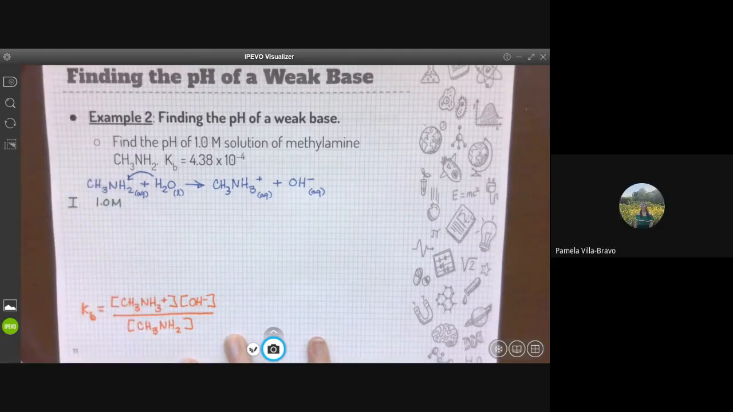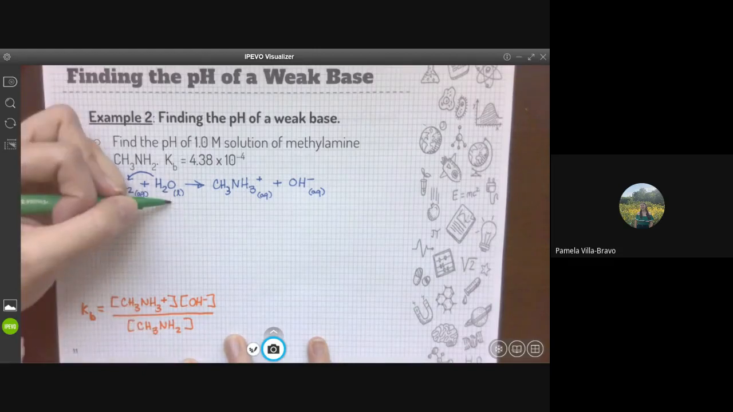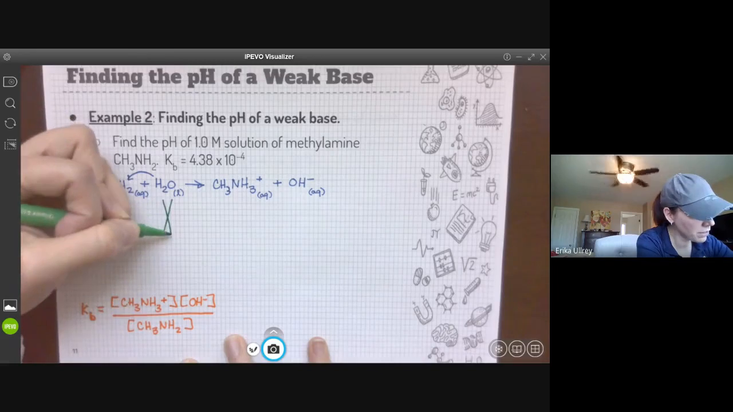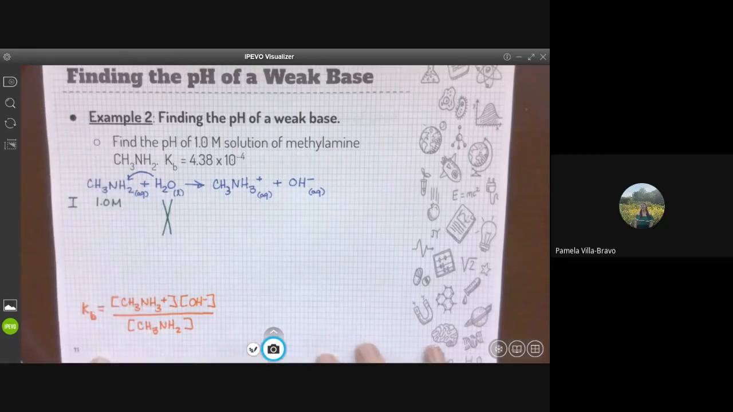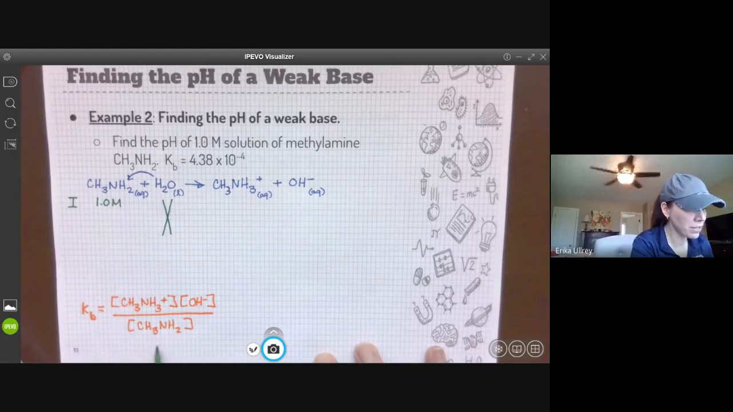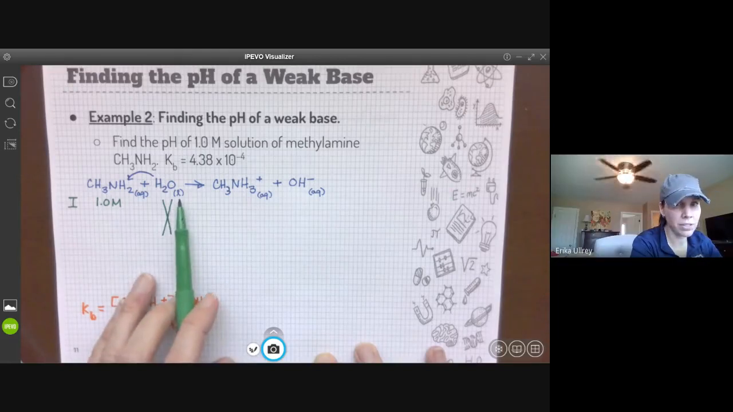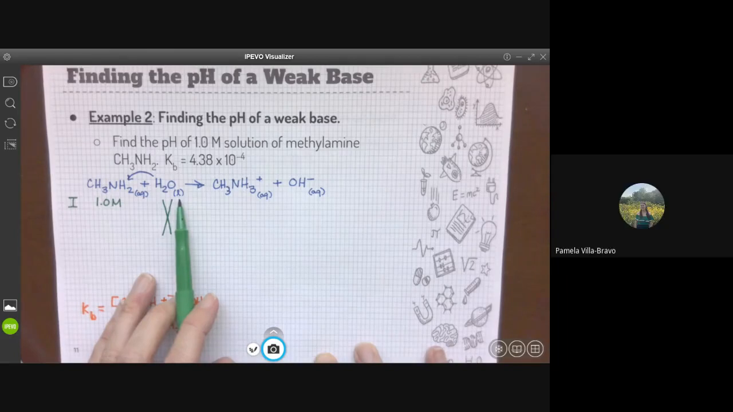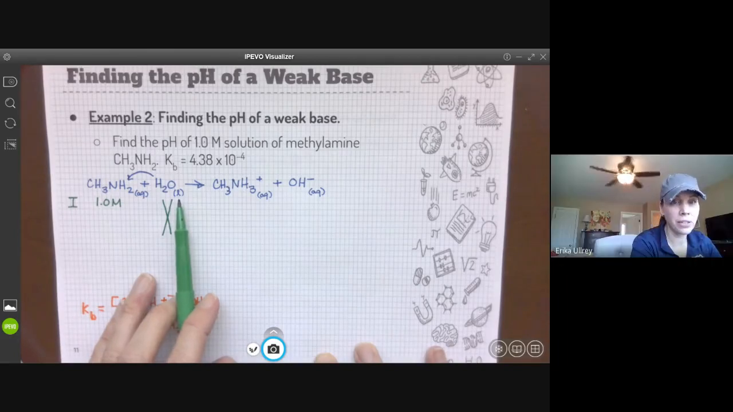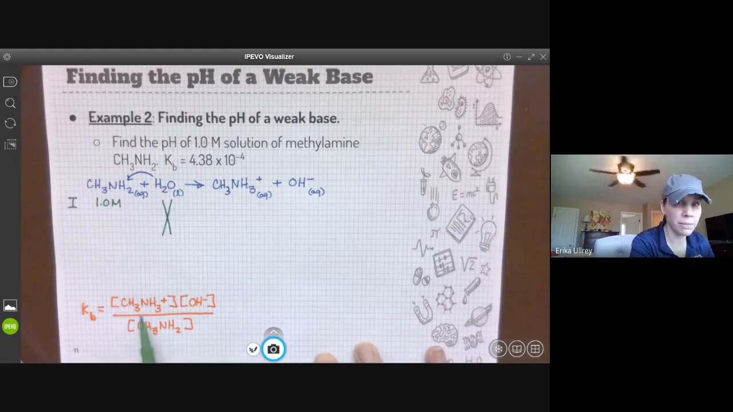And then for the other ones, we're going to cross out H2O. Why do we cross out H2O? Is it part of our equilibrium expression down below? Oh, no, it's not. Why is it not part of our equilibrium expression? What state of matter is it? Liquid. And we don't put liquids or solids into our equilibrium expressions, so we don't need to worry about them in our ICE table.